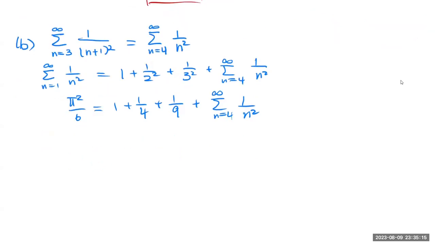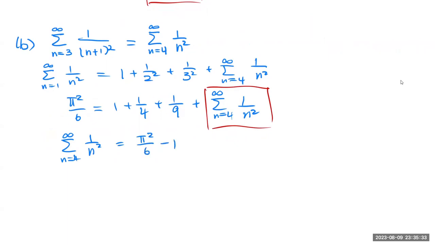And since we were trying to solve for this value, we could just rearrange so that we get the sum of 1 divided by n squared, starting at 4. This is pi squared divided by 6 minus 1 minus a quarter minus a ninth. So that is the value here.